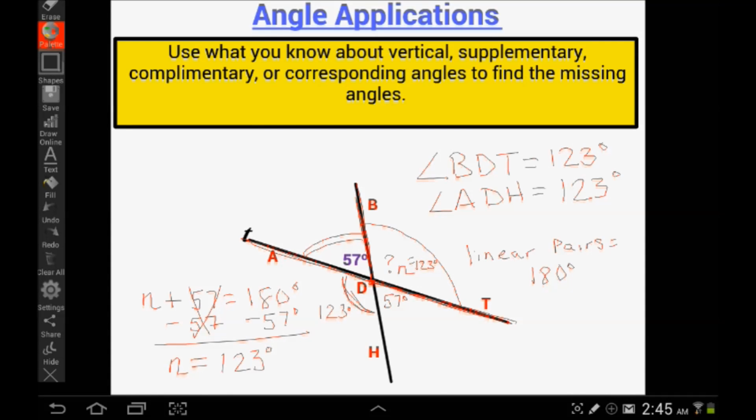So there you go. All we were given at the very start of this problem was that this angle right here was 57 degrees, and that was just enough information to figure out the angle that was across from it and the angle that it was adjacent to. That's it. We pretty much know what all the angles are.